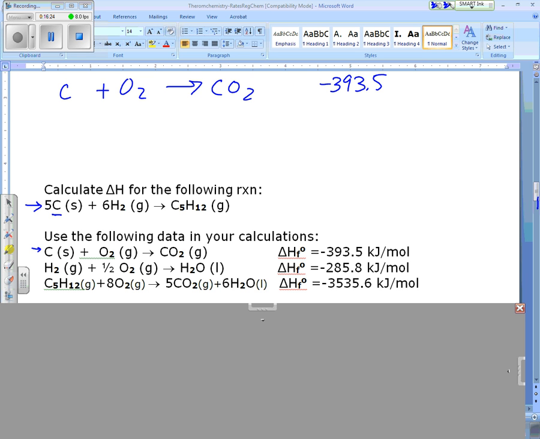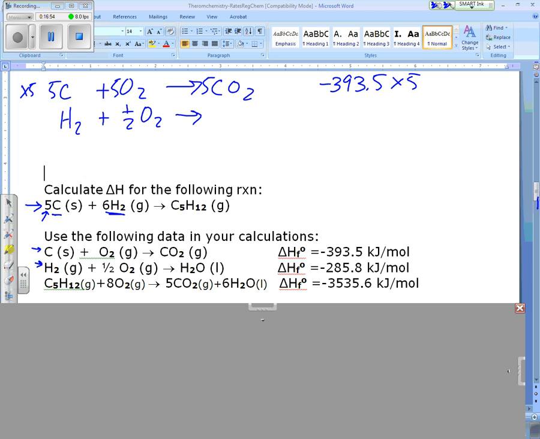Now, I need my carbons to have the same coefficient. So I need a 5. That means I need to multiply this whole equation by 5. So 5, 5, and 5 times 5. Now, you need to work with hydrogen. Hydrogen is in the second equation, and it is on the correct side. Again, I'm just going to write this down, trying to line up my arrows.